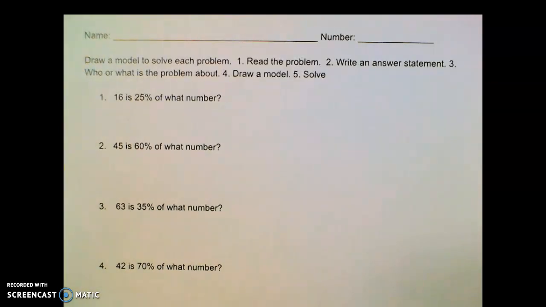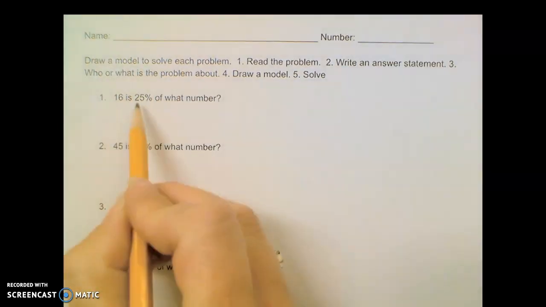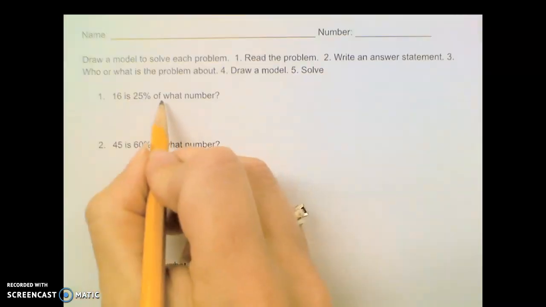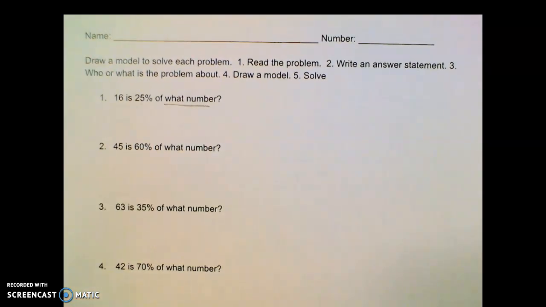So for number one, if we don't have any context and it just says 16 is 25% of what number? So think about 16. Is that part of the number or the whole number? Hopefully you said part of the number, because 16 is only 25%. And remember, we use percentages like fractions and decimals to name a part of a whole. So what we need to find out is the whole. So the model we would use to set up for 25%.